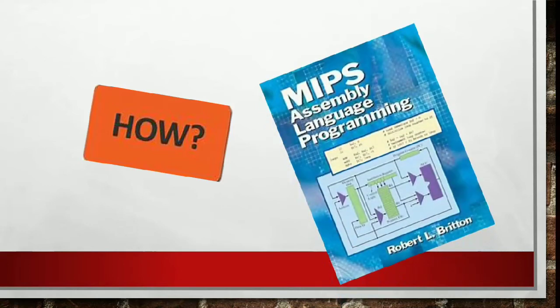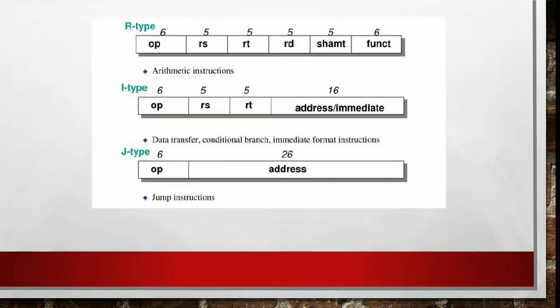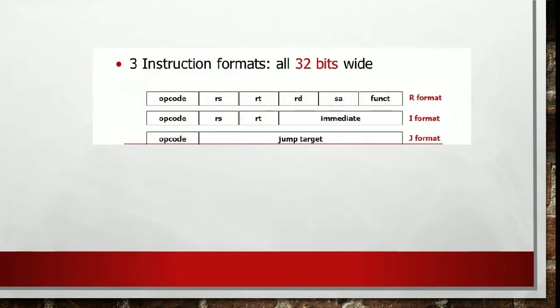Before we move on to solving the problem, we need to know what the MIPS instruction format is and how the system works. In this program, we combine three types of instruction format, which are R type, I type, and jump type, to solve the problem. All MIPS instructions are 32 bits long with 3 instruction formats. As you can see, that's the R format, I format, and J format.